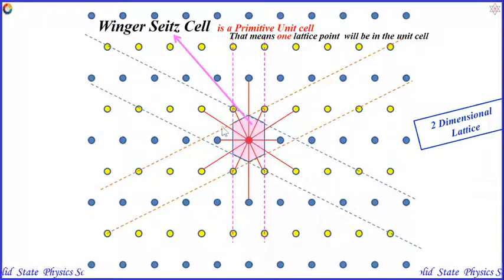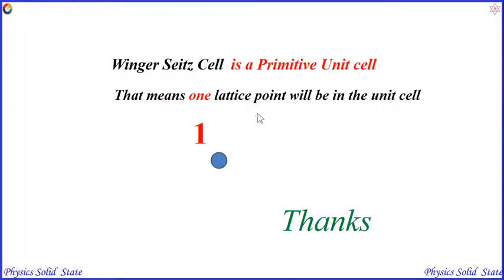If you draw by considering all the points, there is no issue, it will be good. For practice you can draw by considering all the points we considered initially, but after understanding this you can consider only nearby points. Okay, so this is all about the Wigner-Seitz cell. Here we conclude that the Wigner-Seitz cell is a primitive cell. That means one lattice point will be in the unit cell, one lattice point.